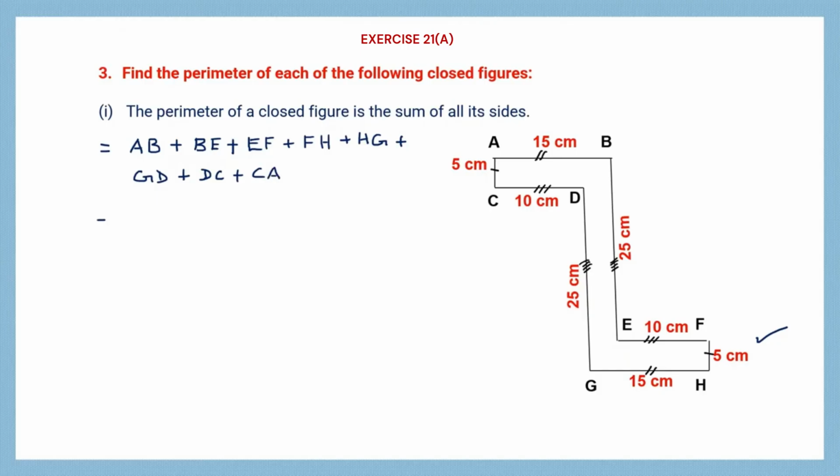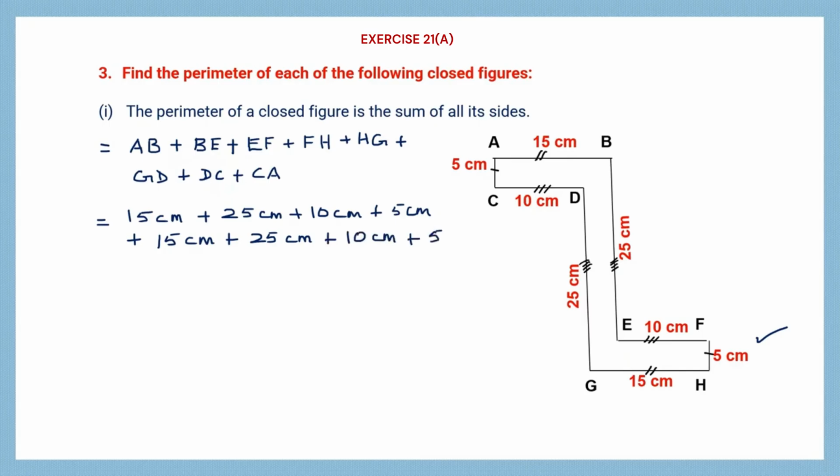Now we're going to substitute all the values. So AB is 15 centimeters plus BE is 25 centimeters, EF 10 centimeters, FH 5 centimeters, HG 15 centimeters, GD 25 centimeters, DC 10 centimeters, and CA 5 centimeters.